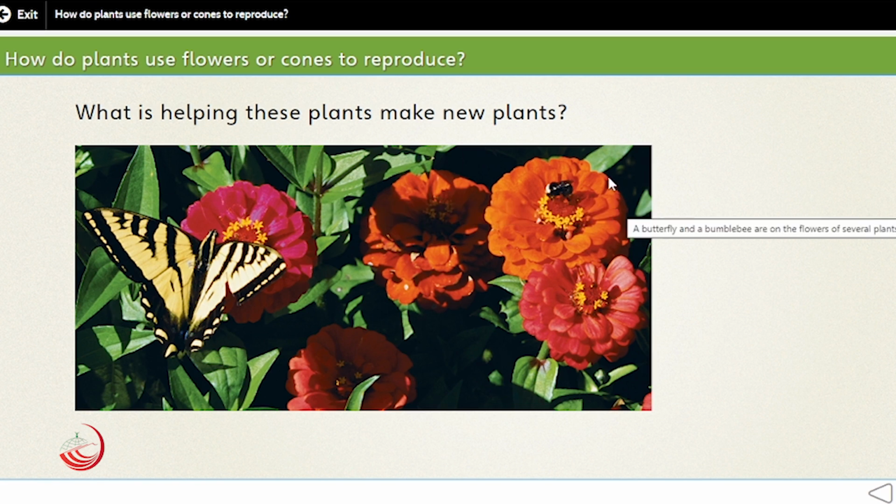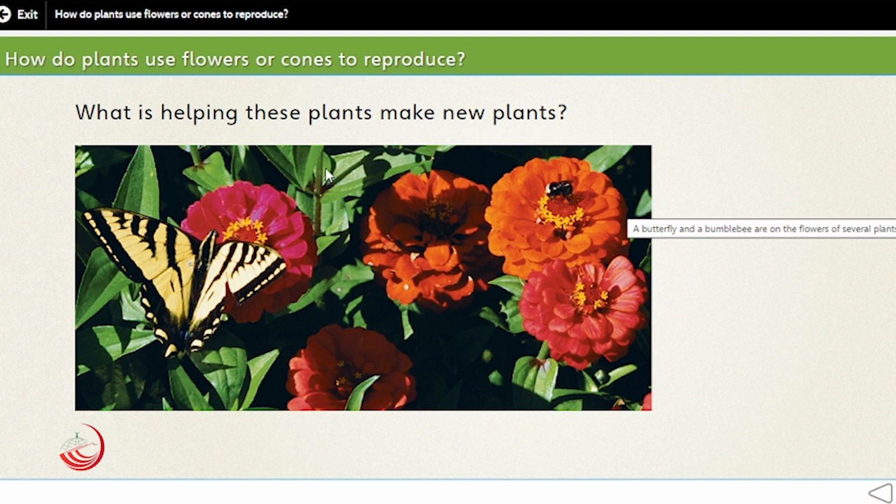We said before that the flowering plants produce flowers that make seeds. So you know that flowers make seeds, but how do those flowers make seeds? Okay, there is a question under this photo. It is about circle. What is helping these plants make new plants?